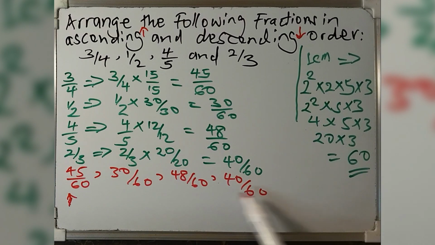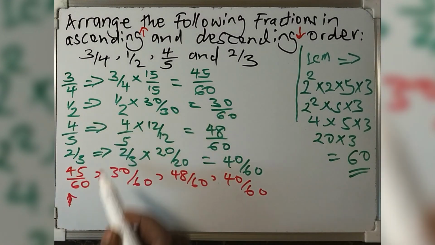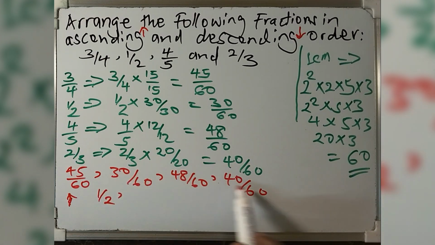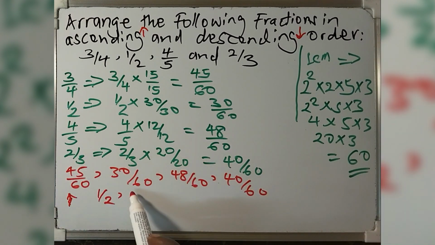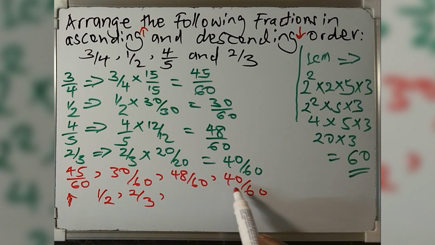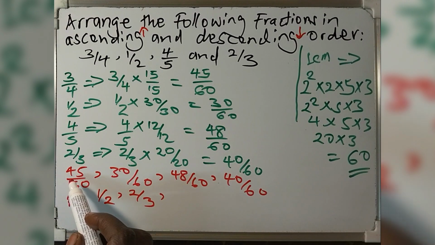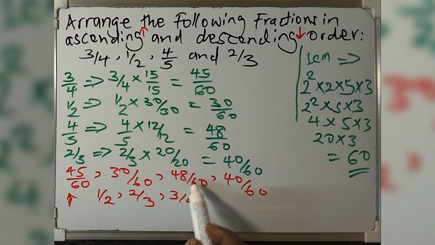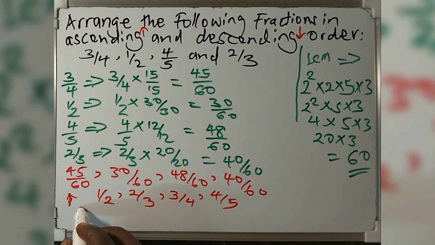the smallest is 30 over 60. 30 over 60 is a half. After 30 over 60, the next is 40 over 60. 40 over 60 is 2 over 3. After 40 over 60, the next one is 45 over 60. 45 over 60 is 3/4. And then the last one is 48 over 60. 48 over 60 is 4 over 5. That's the ascending order.